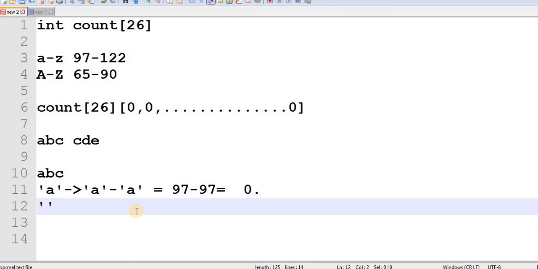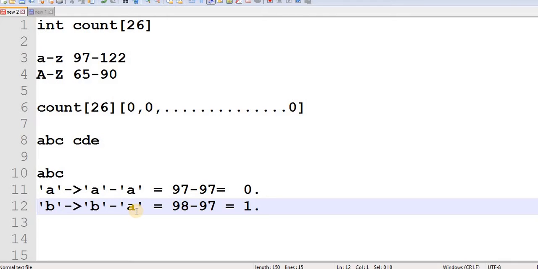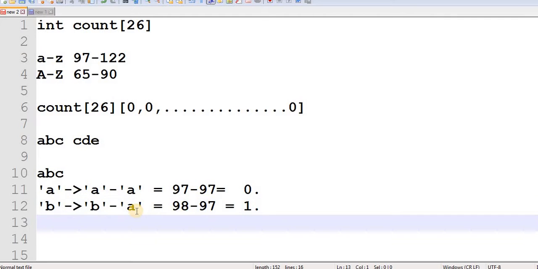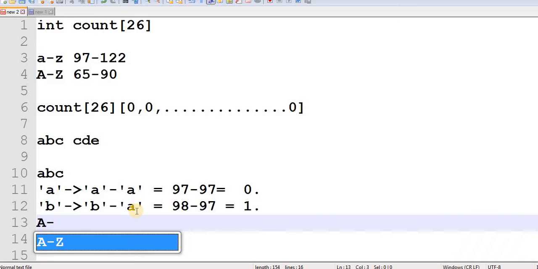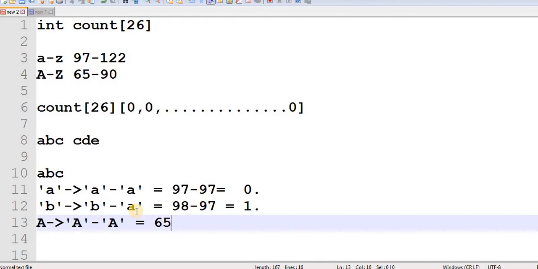Now let's consider the input character b. I am going to subtract a of 97, that is 98 minus 97, which is equal to 1. So at index 1, I am going to store the count of character b. This is the same for all the characters from a to z. If I encounter any capital letter such as A, instead of subtracting small a, we are going to subtract capital A. So capital A minus capital A is 65 minus 65, which is equal to 0.